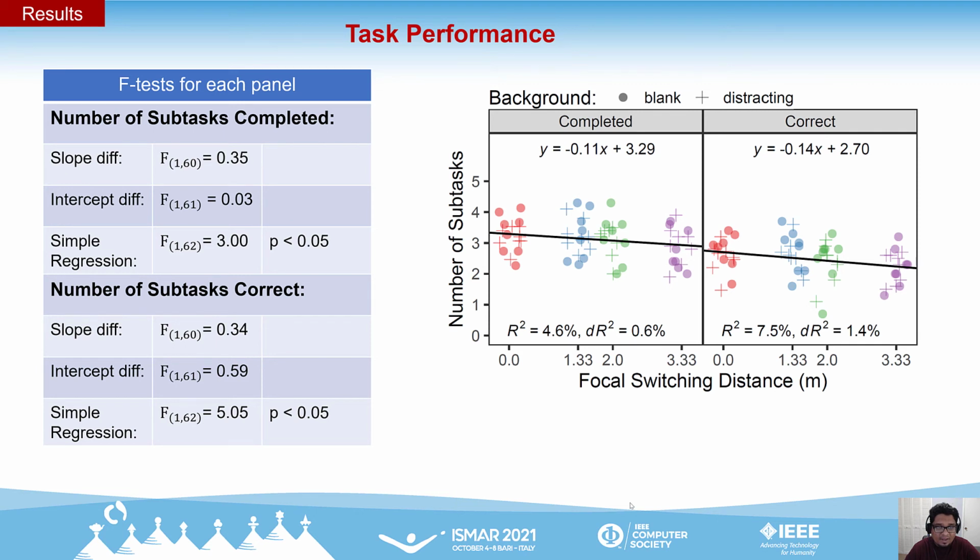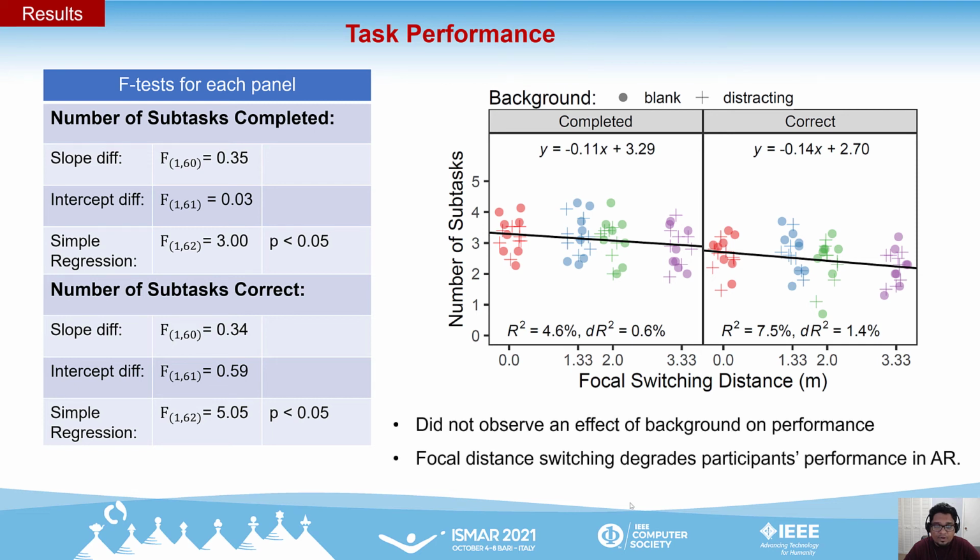You can see in our graph that we are reporting just a single linear regression line because we haven't found a significant slope difference or intercept difference. Therefore, we are just reporting the simple regression equation here. So we can say that we did not observe an effect of background on performance in this case. However, if you look at the linear regression line, you can see that as the amount of focal switching distance increased, the number of subtasks completed decreased, and the accuracy also decreased.